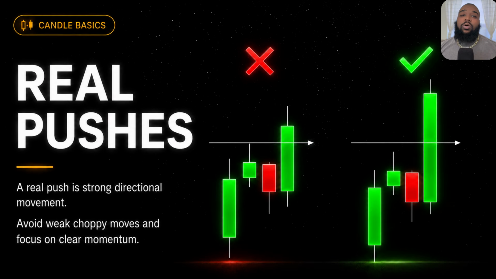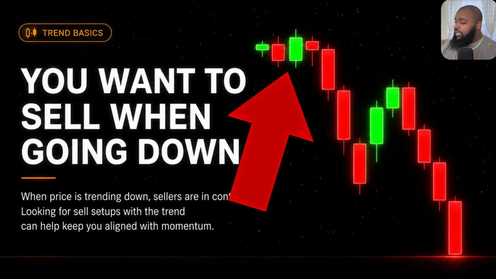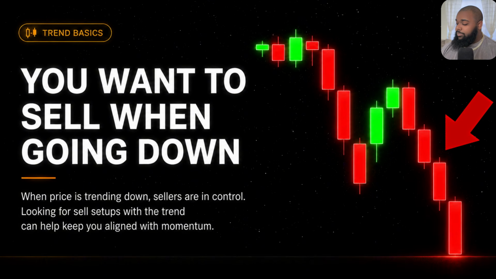So we're going to talk about what real pushes are and what real pushes are not, because you want to make sure that you're getting in at the right time as the candle is telling the story. Let me go back to this really quick. You guys see right here where price is making small movement, and then it explodes right here. It comes back up and it explodes right here. This is the overall story of what's happening in the market.